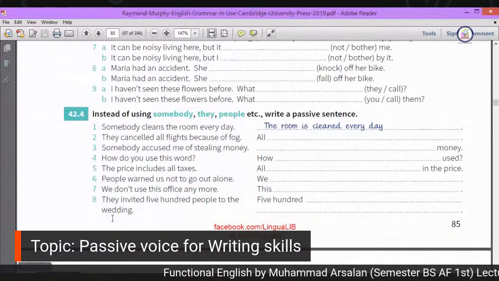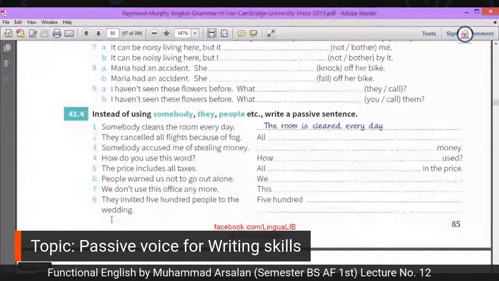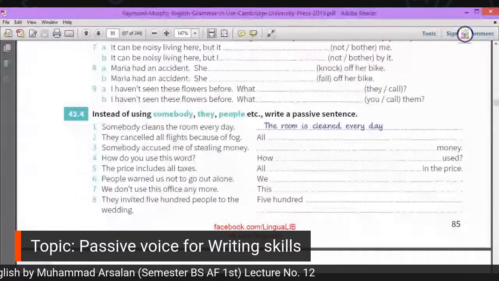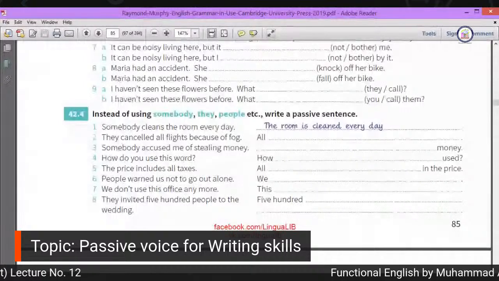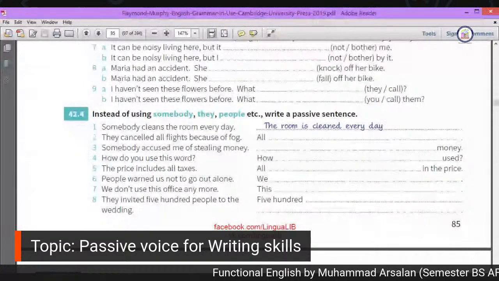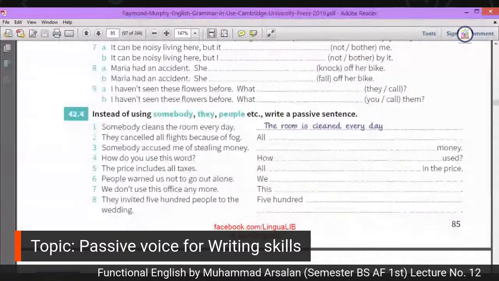The price includes all taxes. All taxes are included in the price. People warned us not to go out alone. We were warned not to go out.